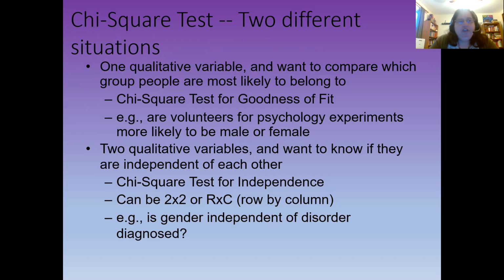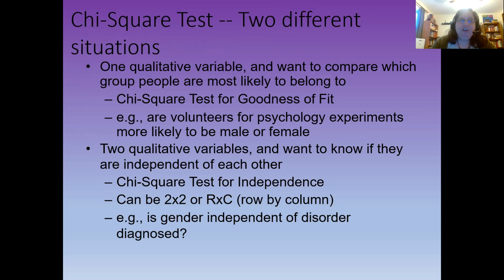In the other situation, we have two qualitative variables, and we want to know if they are independent of each other. This one is called the chi-square test for independence. And it can be a 2 by 2, row by column, or an R by C, row by column. In other words, I could have a 3 by 5, a 4 by 8, whatever I like, but it's two variables.